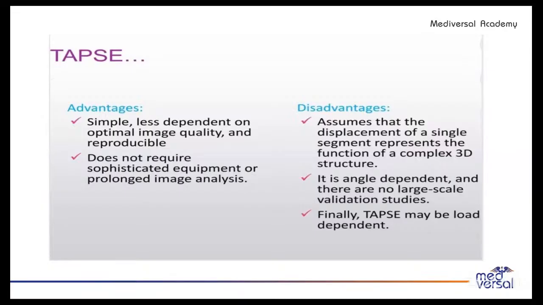TAPSE is simple, less dependent on optimal image quality, and reproducible. It does not require sophisticated equipment or prolonged image analysis. The disadvantages are that it assumes the displacement of a single segment represents the function of a complex 3D structure, it is angle dependent, and there are no large scale validation studies. Finally, TAPSE may be load dependent.